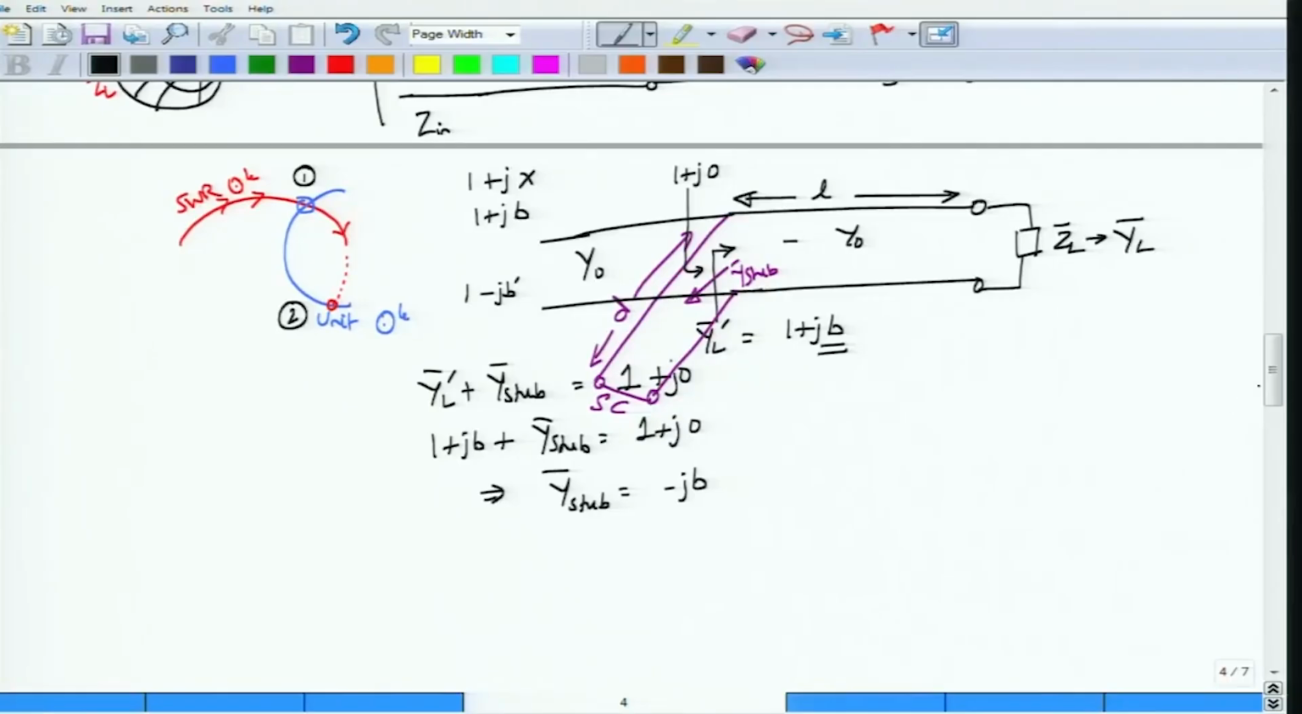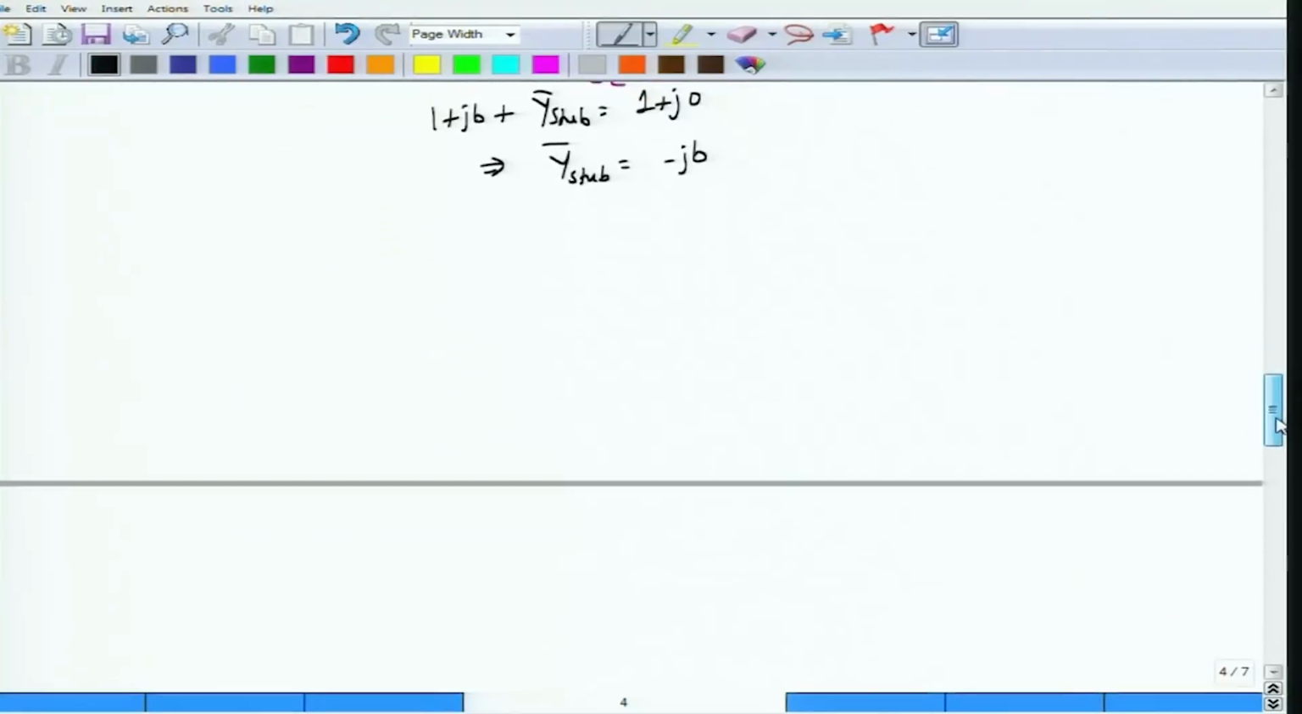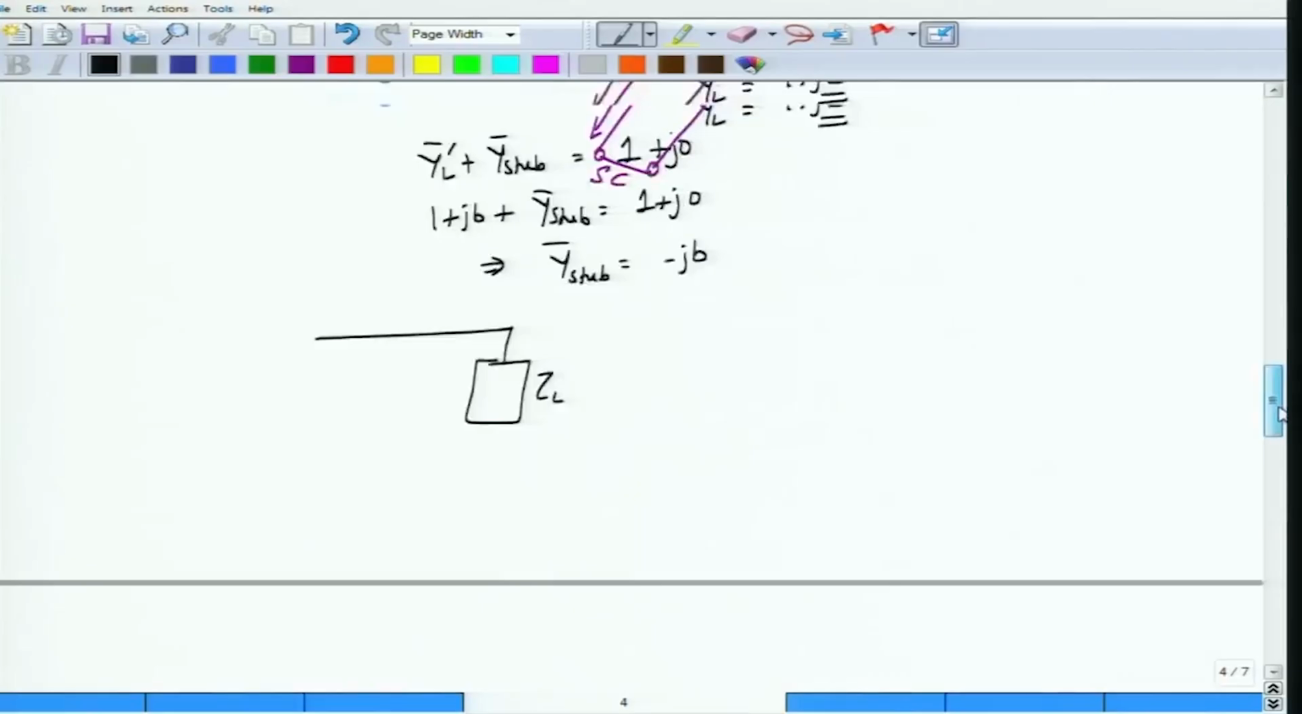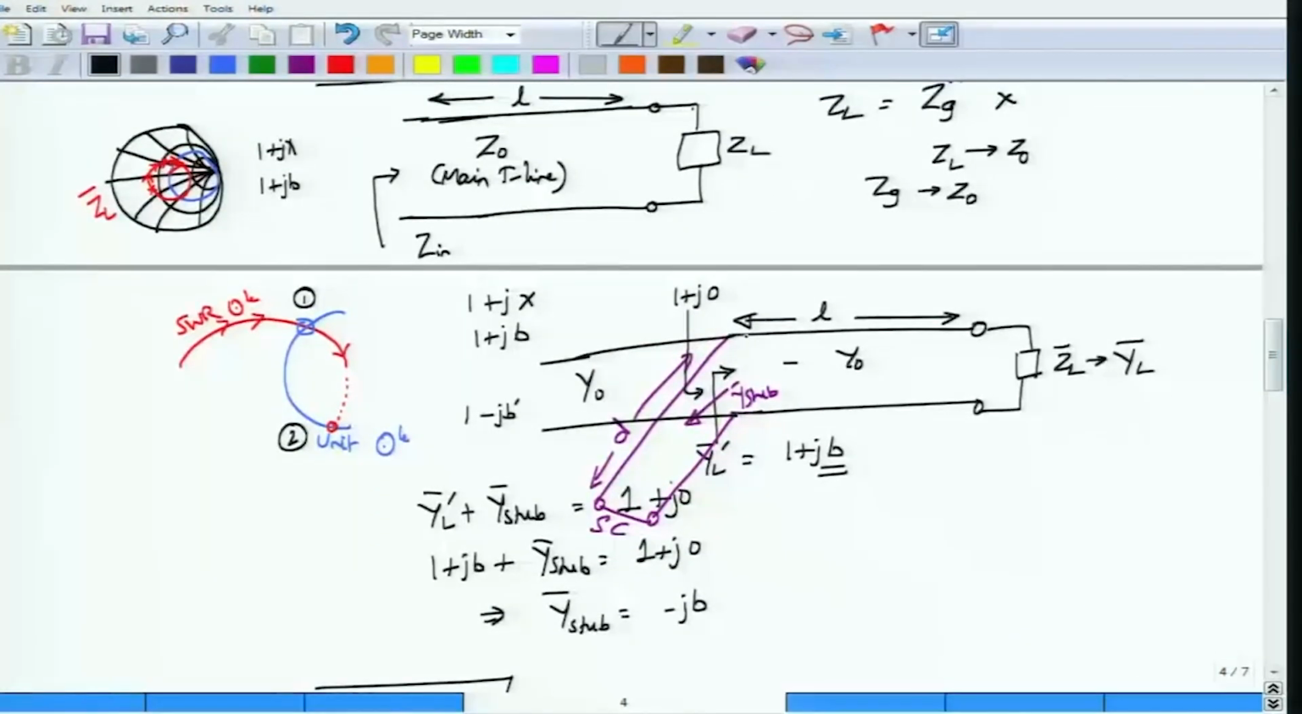So let us try and put this idea into practice. There is a small way in which I would like to show this. I will not draw the complete Smith chart, but if you have the Smith chart with you, you can follow the idea over here. Let's say I have the load impedance. There are actually two steps in this Smith chart. The first step would be to determine the length to which you have to move along the main transmission line in order that you meet the unit circle.